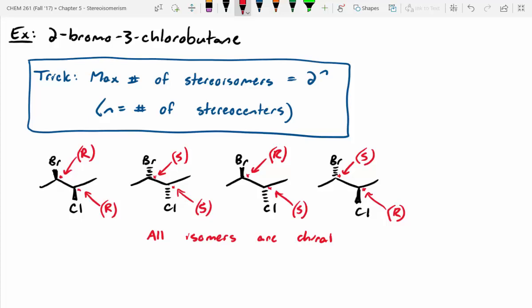Now we've got to determine the relationship between each of these. Let's start with this first one. What do you think the relationship is going to be between those first two compounds? Enantiomers, right? They're actually mirror images of one another. An easy way of doing this, again, would be to get your model kit. For example, I'm going to do bromine as red, put it in the front, and chlorine as green, put that in the front.